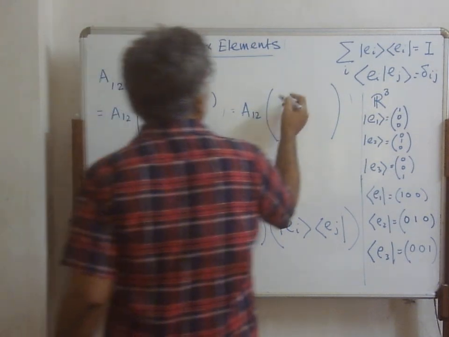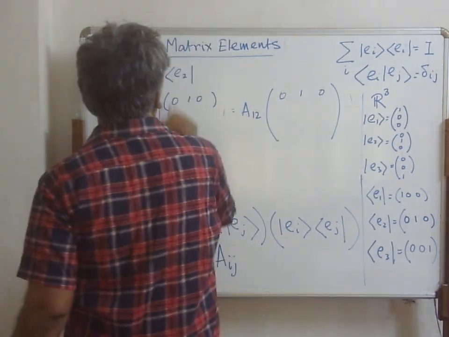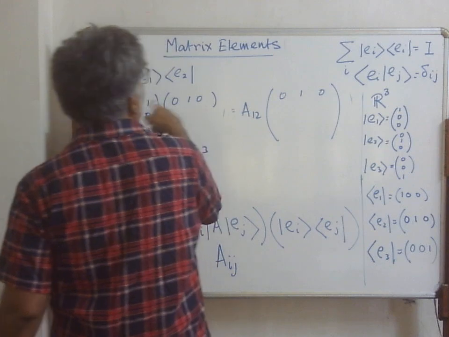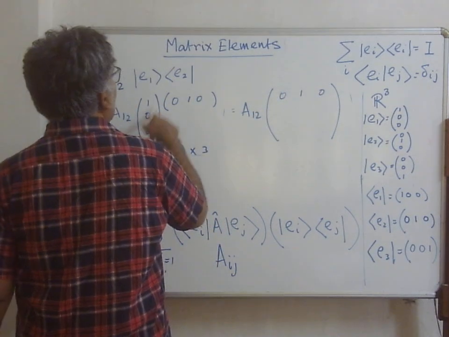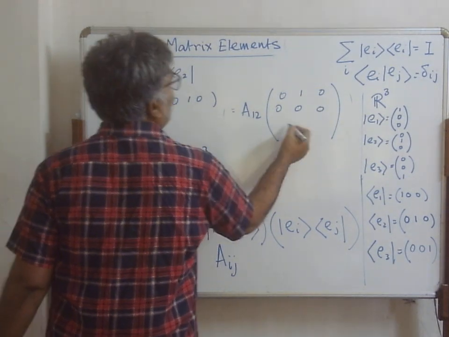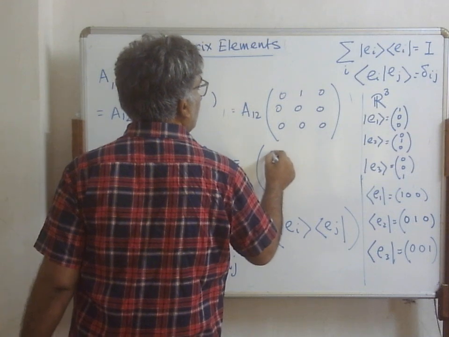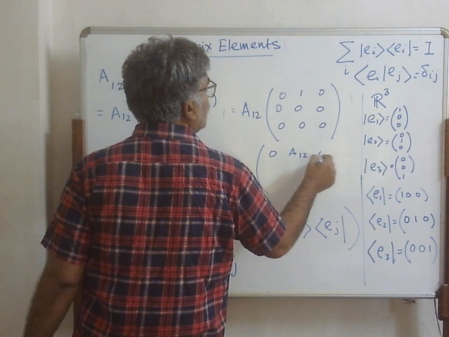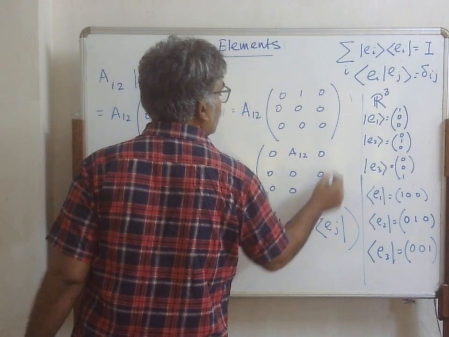Now the matrix. First row into first column gives 0, first row into second column gives 1, first row into third column gives 0. So you get 0, 1, 0. Then 0 multiplied by all of these gives this, and again 0 multiplied by all of these gives this. So that is 0, A12, 0, 0, 0, 0 and 0, 0, 0.